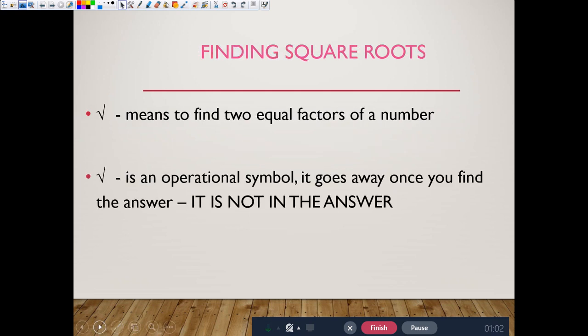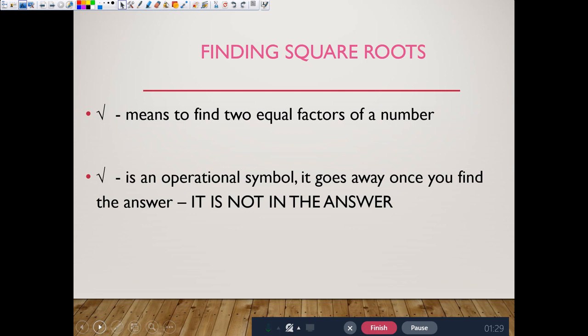All right, so finding square roots. So a radical or square root means to find two equal factors of a number. So two numbers that multiply together that are the same number. Okay. The radical is an operational symbol that goes away once you answer the question. It is not in the answer. So once you find the square root, it goes away.